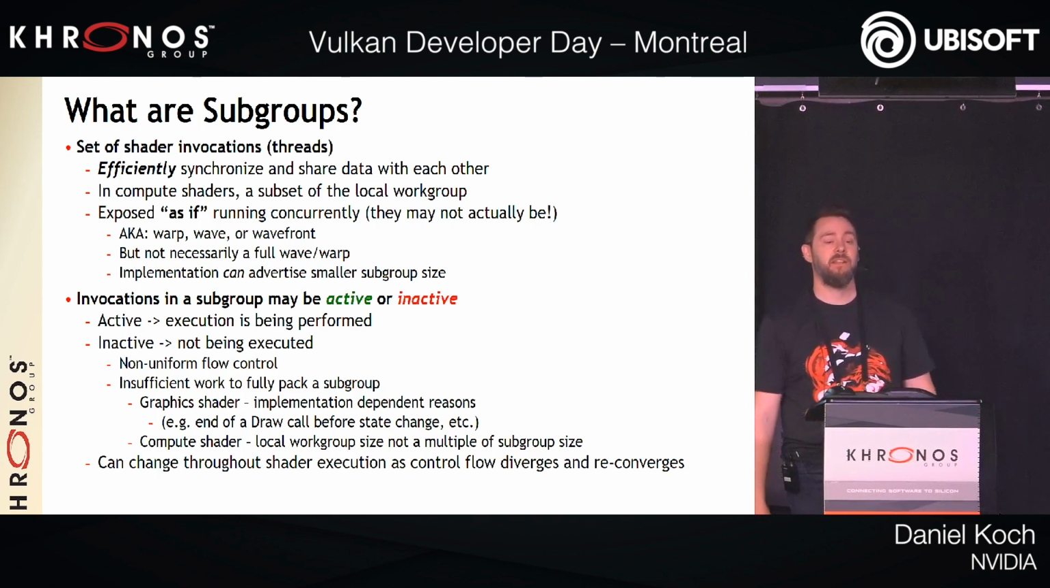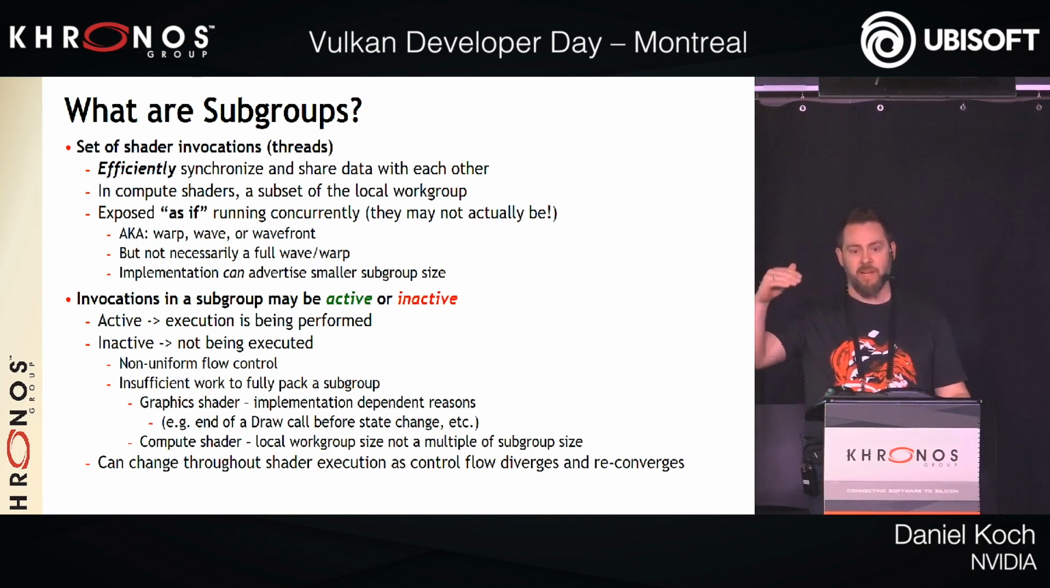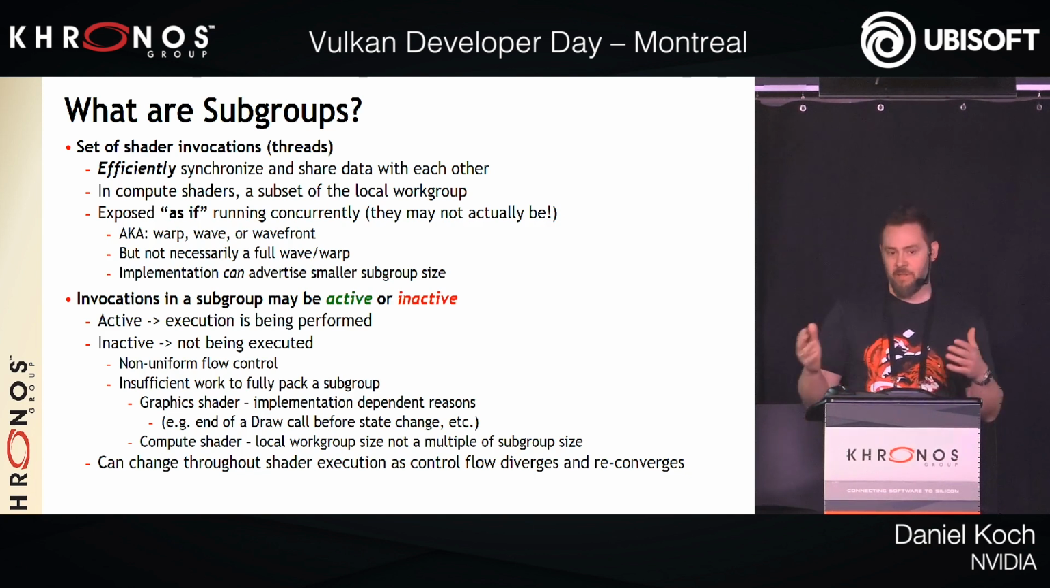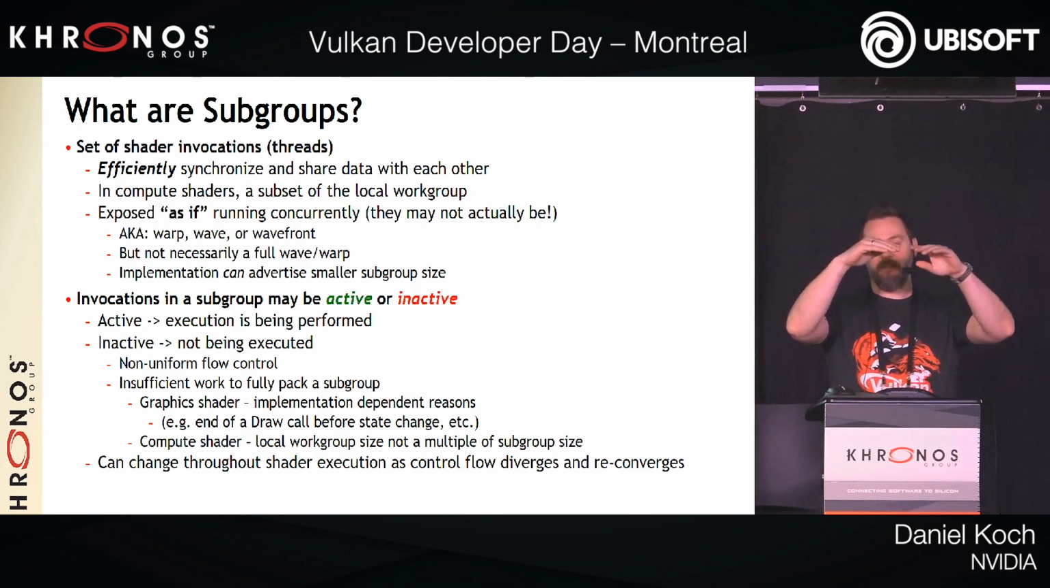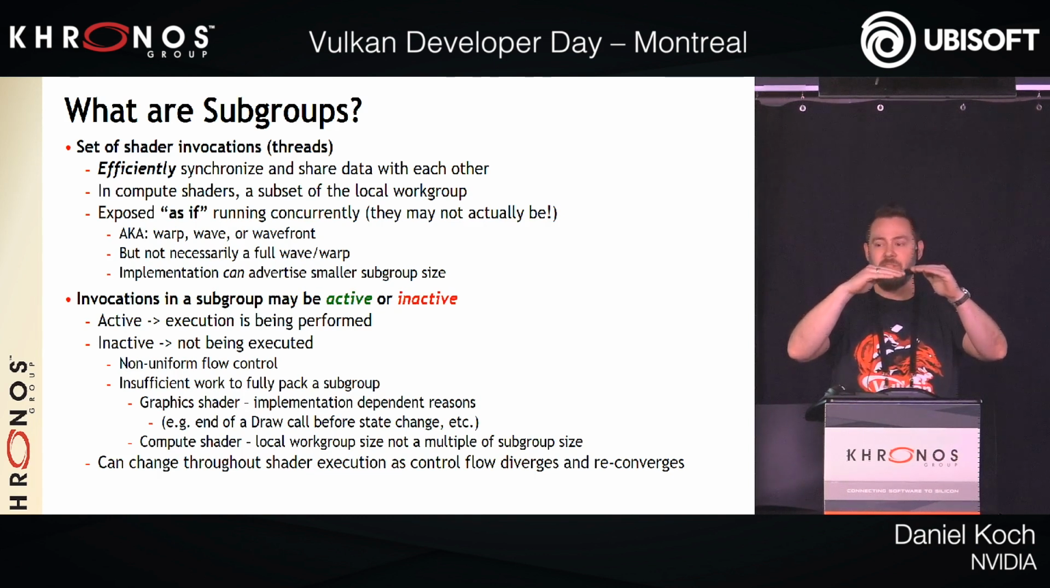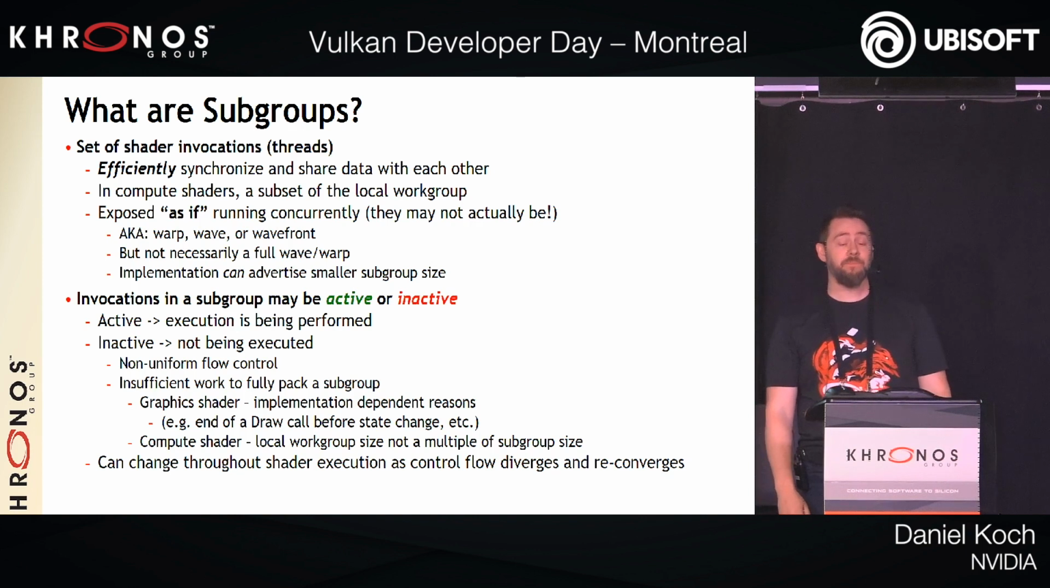The other thing to keep in mind is that your invocations can be active or inactive. If they're active, they're actually executing the piece of code, the instruction that you're thinking about, right now. And then there can also be inactive ones. There are a number of reasons why a thread may be inactive. For example, you could be in non-uniform flow control. All your threads are executing along, and if this condition holds, some of them go through it, and other ones skip over and go through the else condition, for example. They're going to be divergent there, so you have to watch out for that.